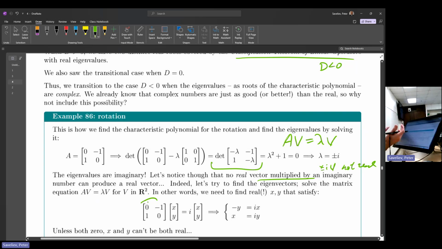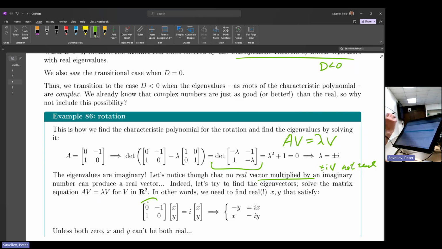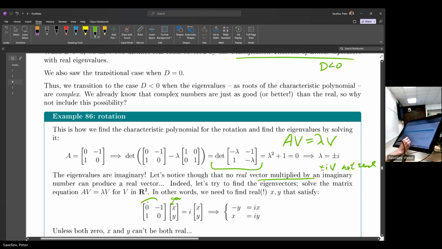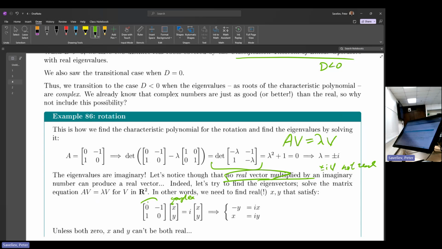So this is my matrix. It happens to be real, but we ignore that. Now x, y is now complex. Okay, so these are complex. So there are no real eigenvalues. That's really the conclusion we understand right away.